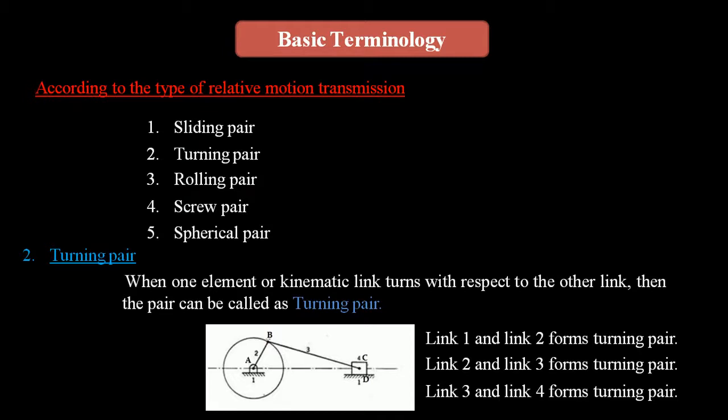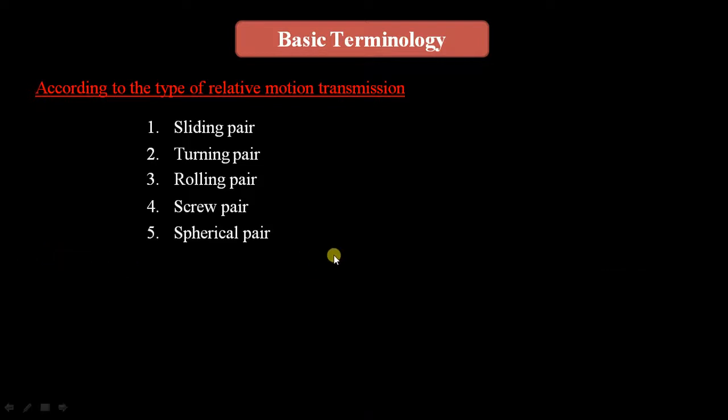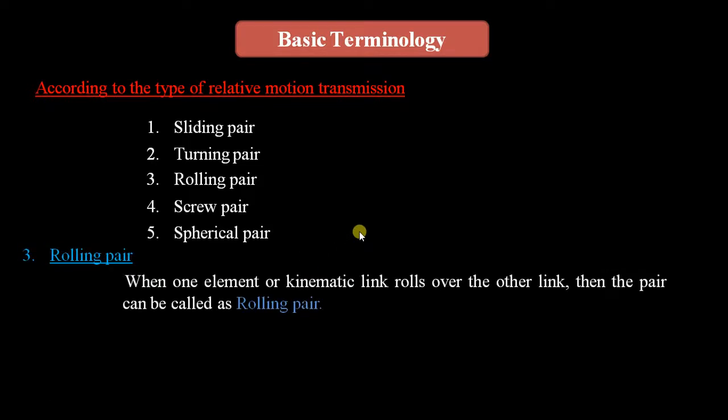Okay, so next we go for the rolling pair. What do you mean by exactly a rolling pair? Again, the definition: when one element or kinematic link rolls over the other link, then the pair can be called a rolling pair. So whenever one part rolls over the surface of another part, then the pair can be called a rolling pair.